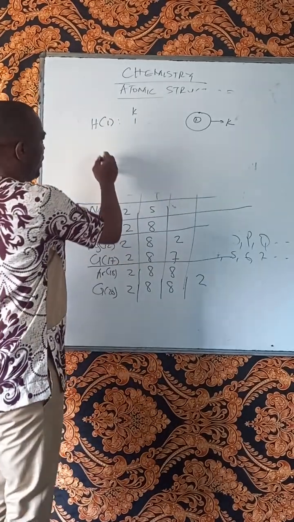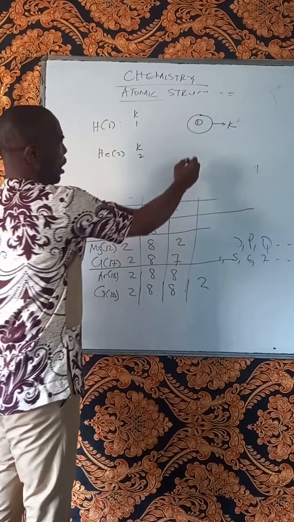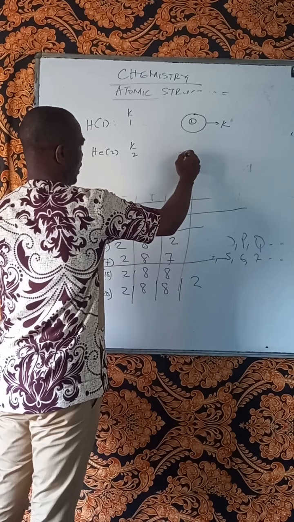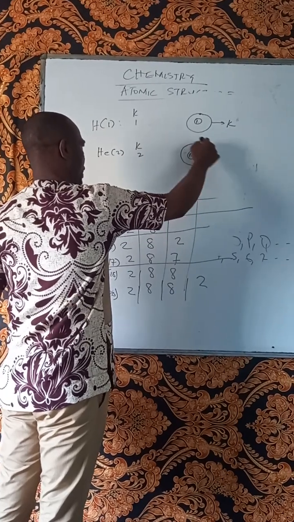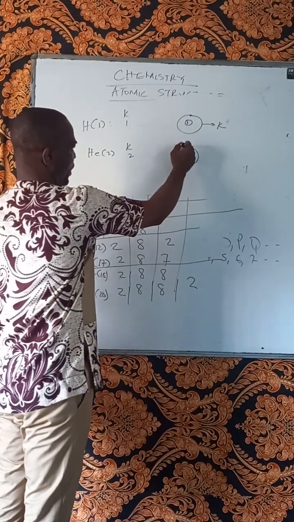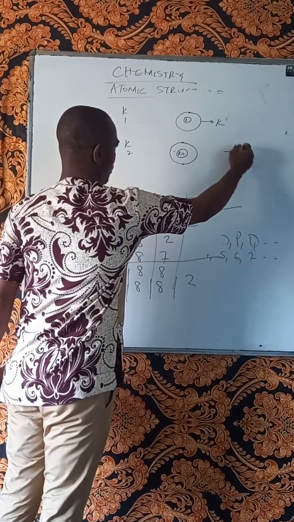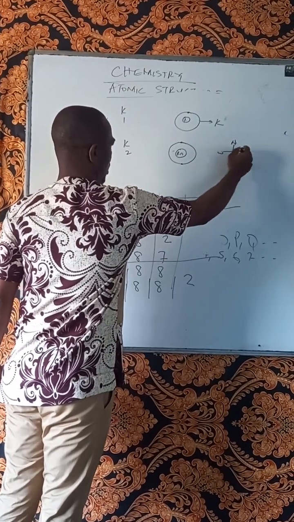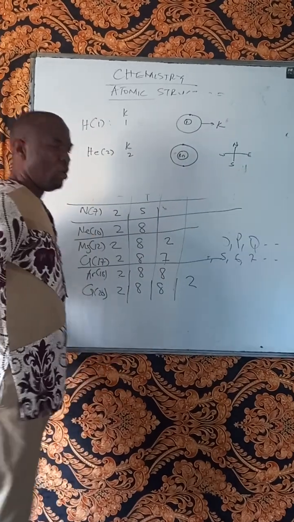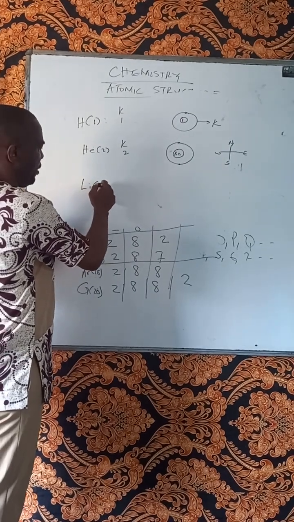If I want to draw that of helium, 2, the K shell has 2. I'll draw the nucleus of helium, having P and N, and then draw the K shell, which has 2 electrons. I'll separate them, one north and then one south. Separate electrons using the cardinal points. You can put north and south, or west and east.